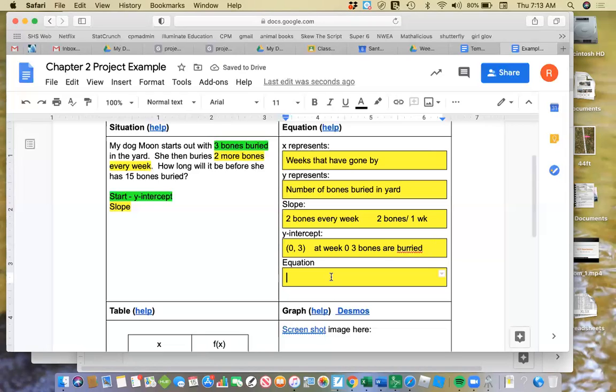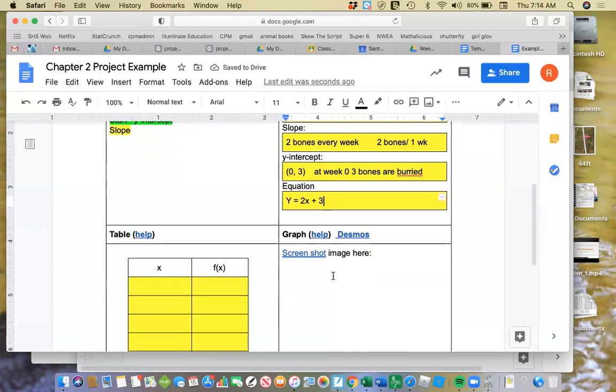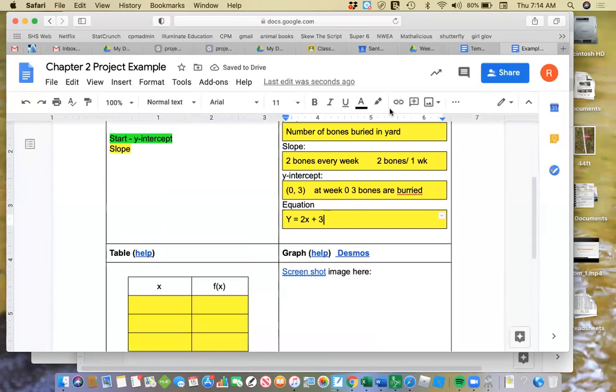And finally, my equation. I mentioned before, this is my story of Y, the story of the bones, and the number of bones can be given by that rate every week. So 2 bones every week, that's 2x, and then adding 3 for that initial value. And that's it for my equation.